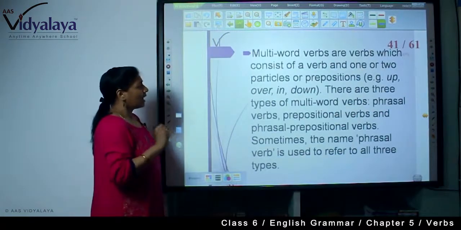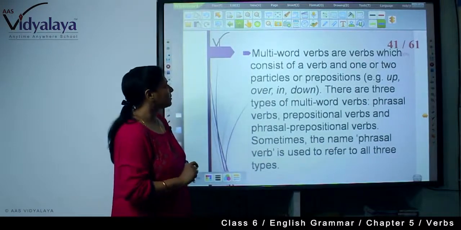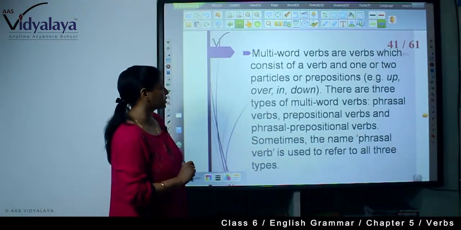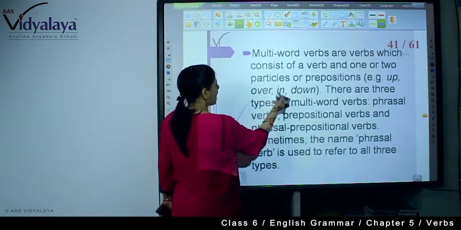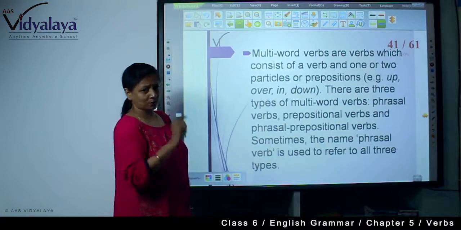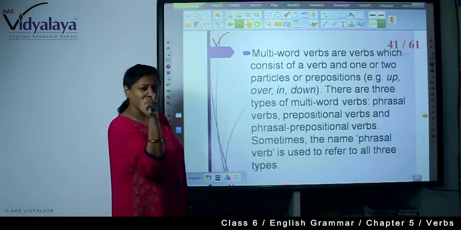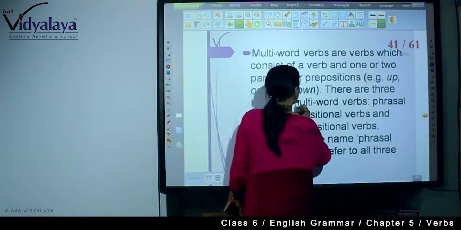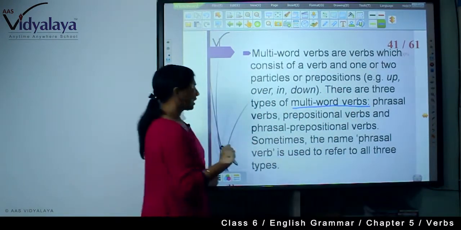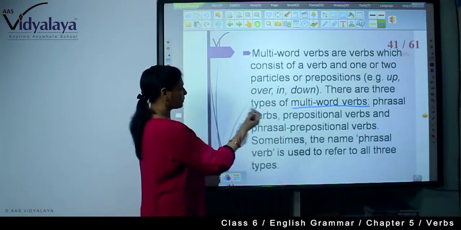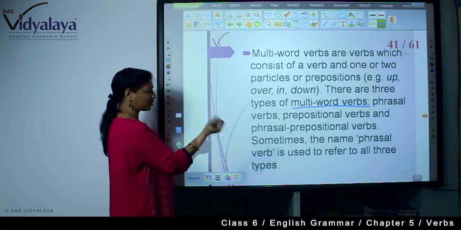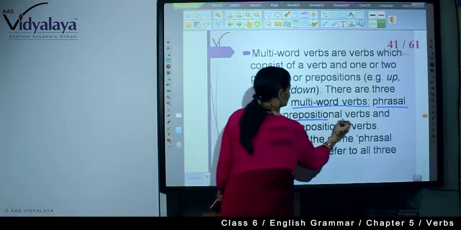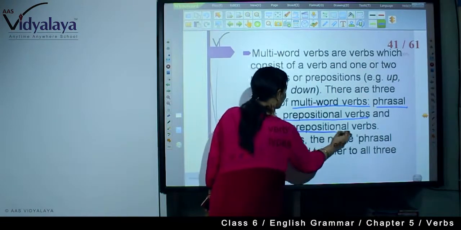Here you will see, multi-word verbs are verbs which consist of a verb and one or two particles of preposition. For example, up, over, in, down, verbs are there, but particles of preposition is also there. There are three types of multi-word verbs, which are phrasal, prepositional and phrasal prepositional.